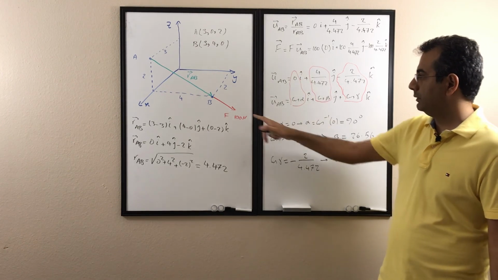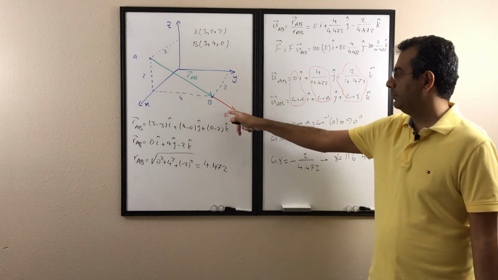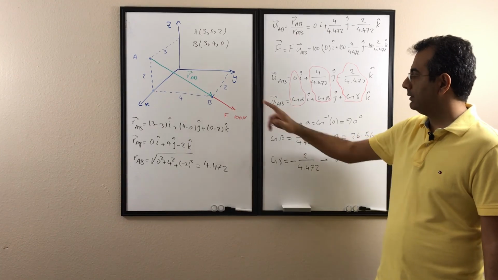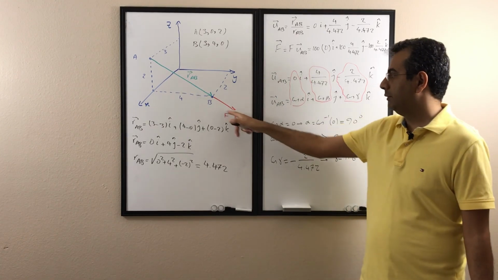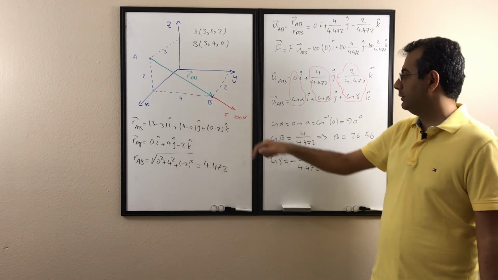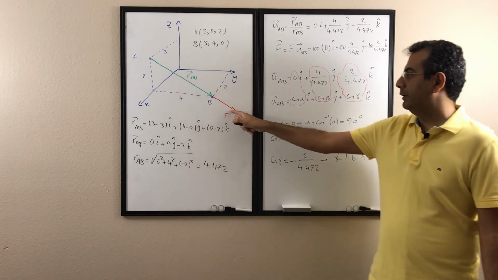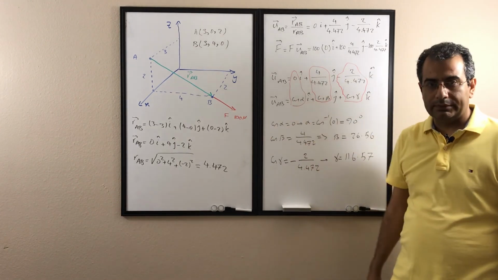So alpha gives us the direction of the force, the angle between that force and the x-axis, beta gives us the angle between this vector and the y-axis, and gamma gives us the angle between the F vector and the z-axis.